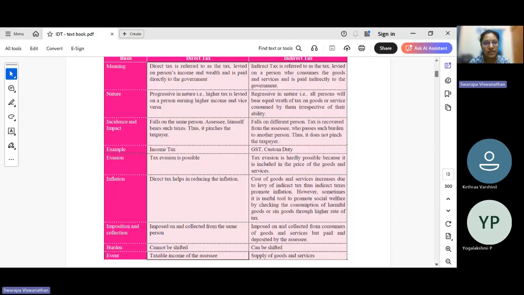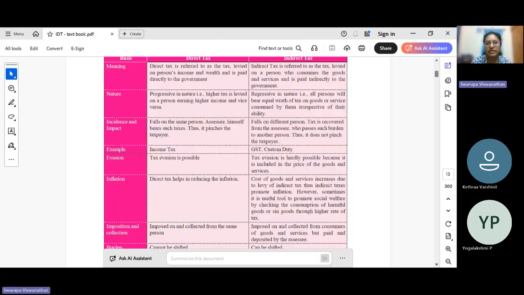It is regressive in nature because irrespective of the income level, if you are purchasing any goods or services, you will have to pay the tax that is attached to it. Examples: income tax for direct tax, and GST and customs for indirect tax. In case of direct tax, tax evasion is possible. You can under-declare your income. But in case of indirect tax, because it is a consumer-based tax being collected from the consumer, the chance or amount of tax evasion is less.